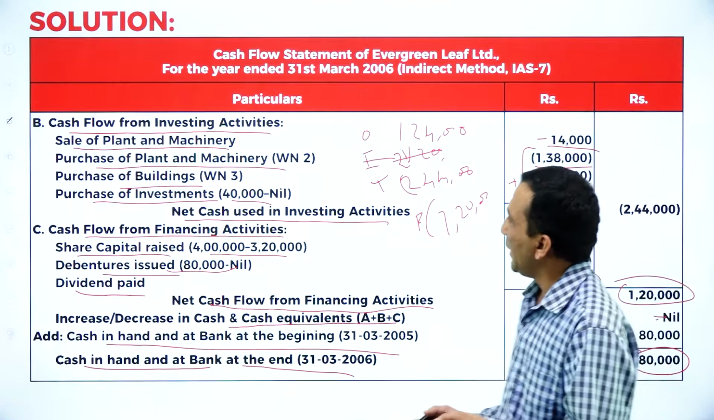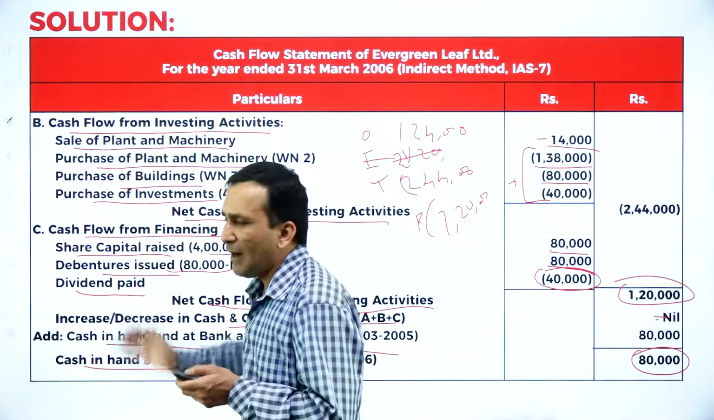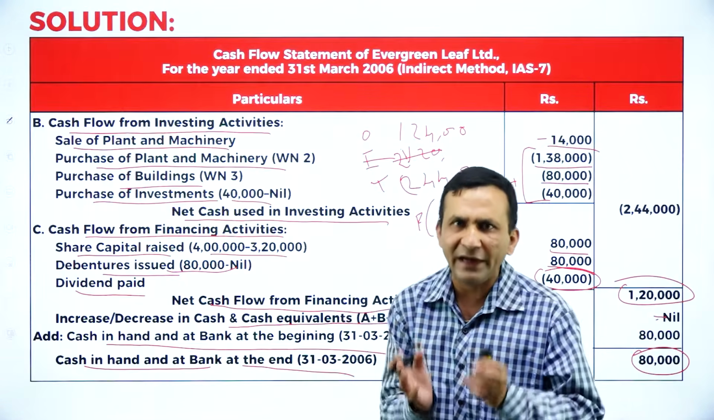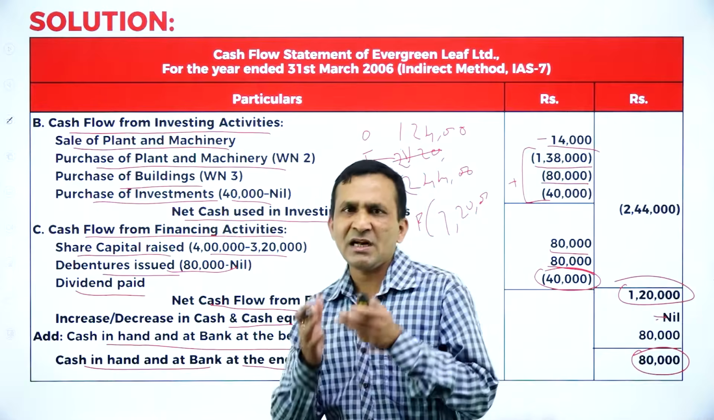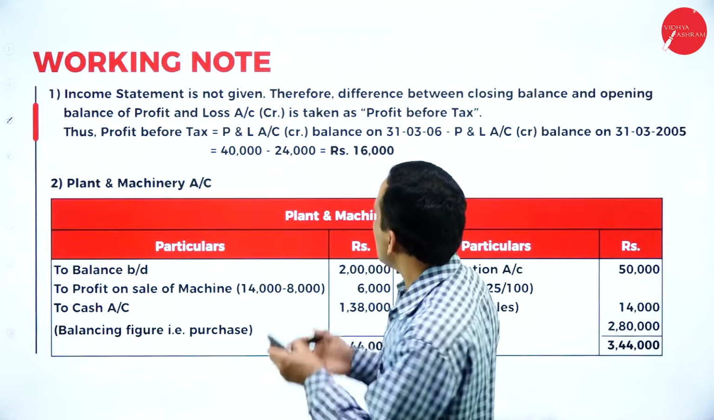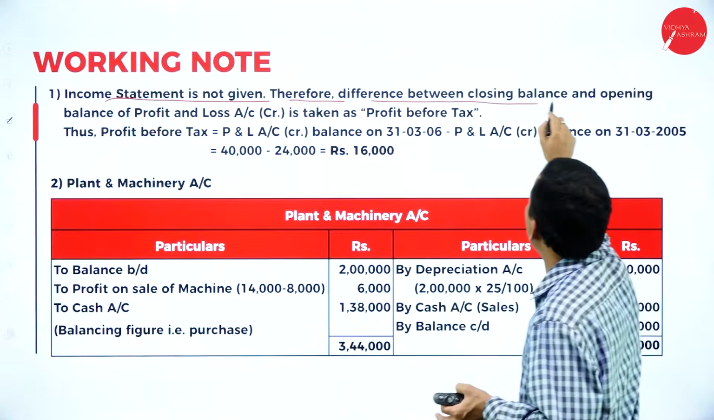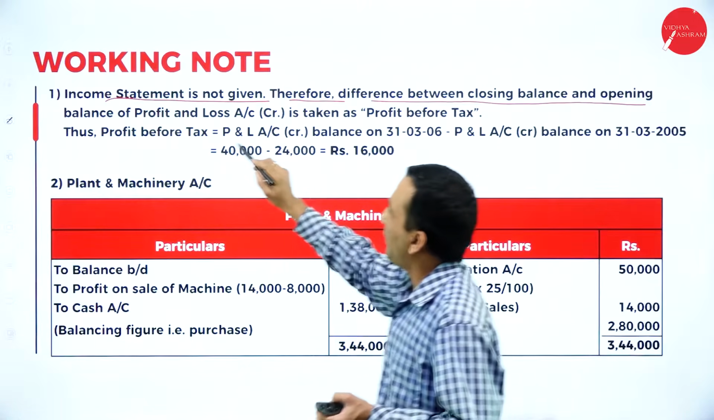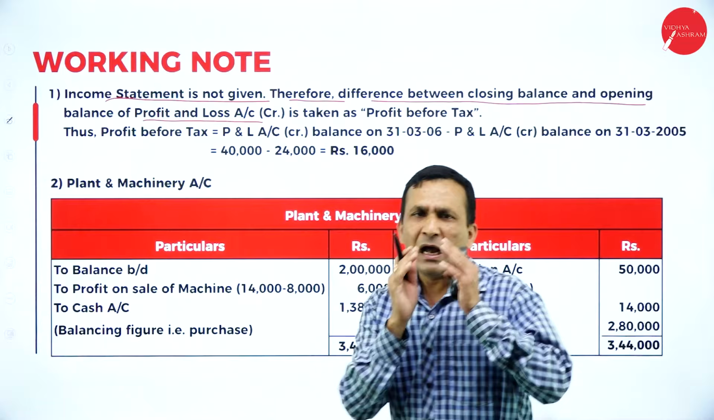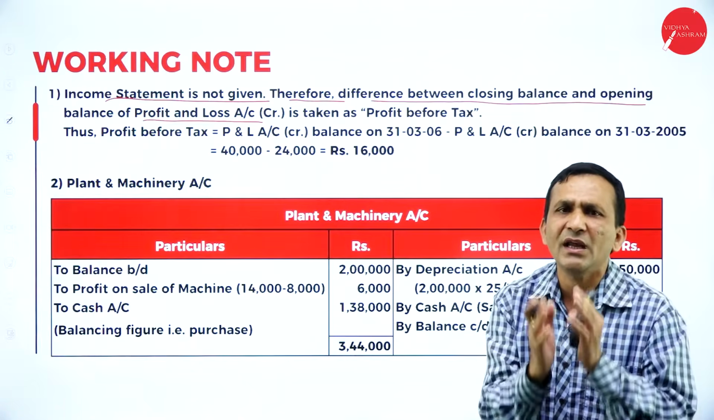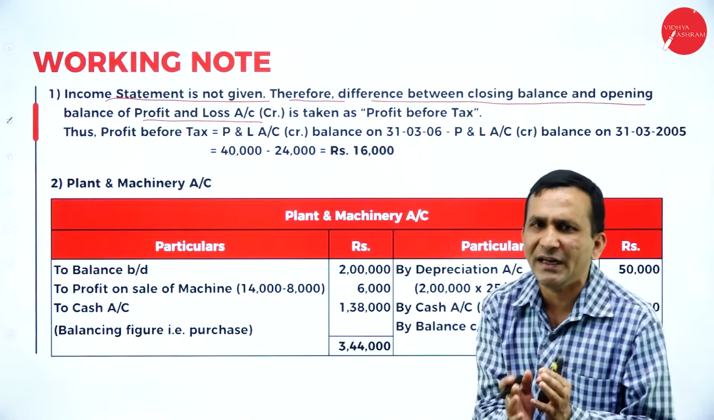Okay, so moving on, if you want, you can prepare this with the help of a ledger account also. In the coming slides, you will get more clarity. So here the income statement is given. Therefore, for the difference between the closing and opening balance of the P&L account, I have clearly specified working note 1, working note 2, working note 3.